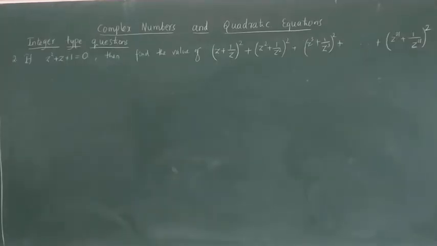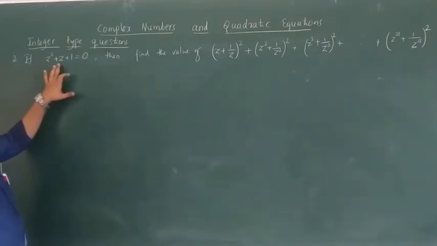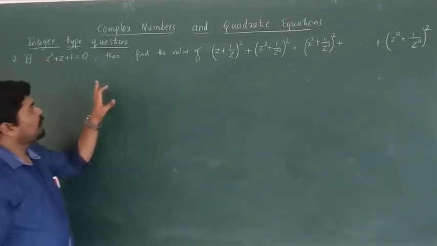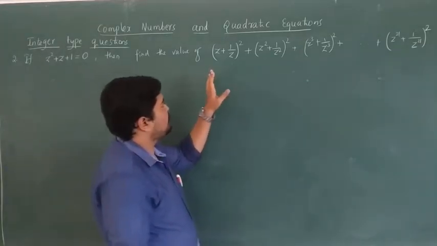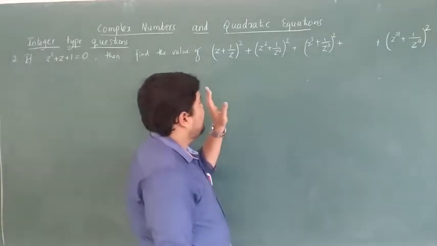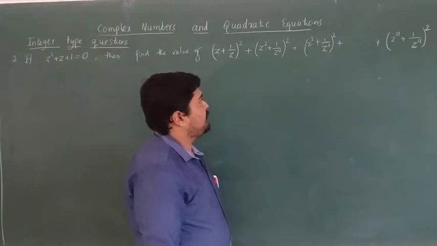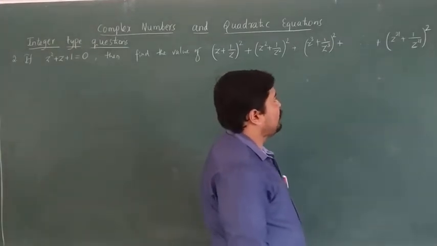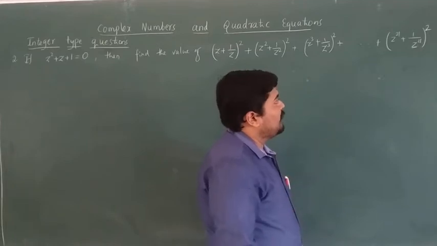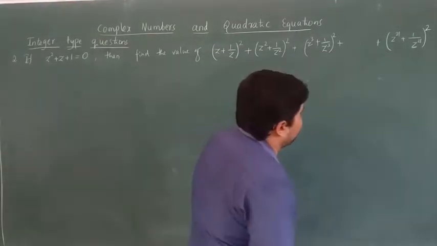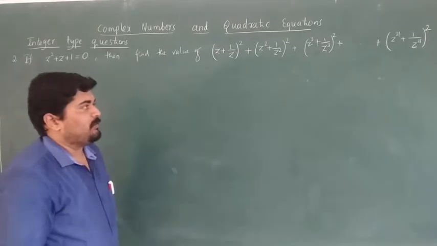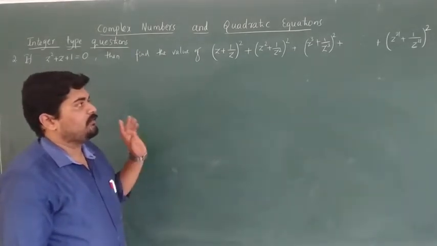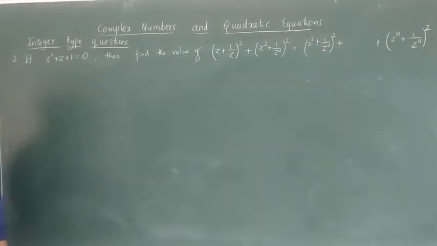Next question is question number 2. If z square plus z plus 1 equal to 0, then find the value of z plus 1 divided by z whole square plus z square plus 1 divided by z square whole square plus z cube plus 1 divided by z cube whole square plus and so on up to plus z power 21 plus 1 divided by z power 21 whole square. That expression value we should find.